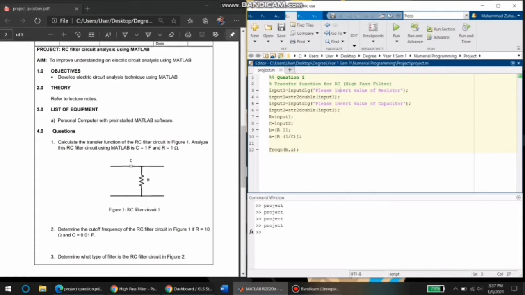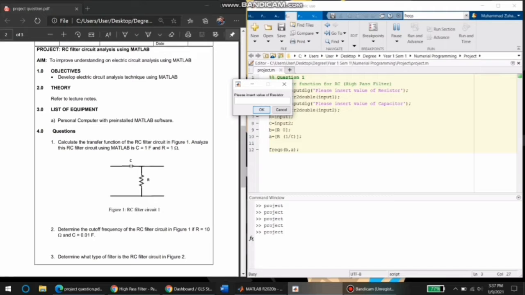So then B is equal to R plus 0 and A is equal to R plus 1 over C. This represents VR over Vin equal to R over R plus 1 over C. And lastly, we use the freqs command that represents frequency response. And then we can run.